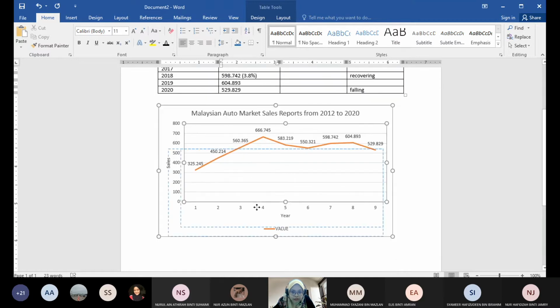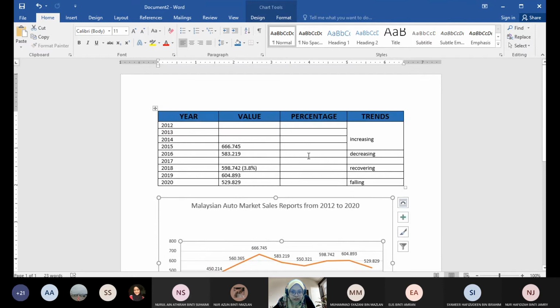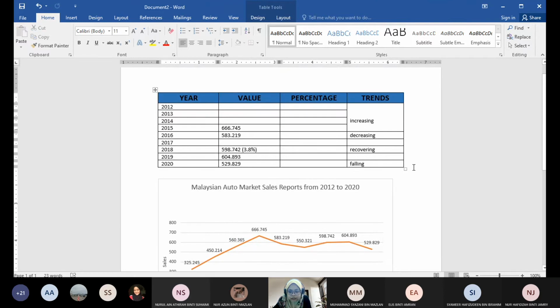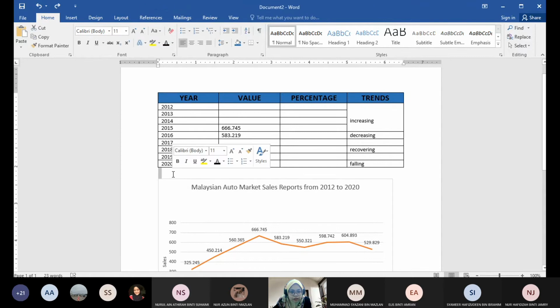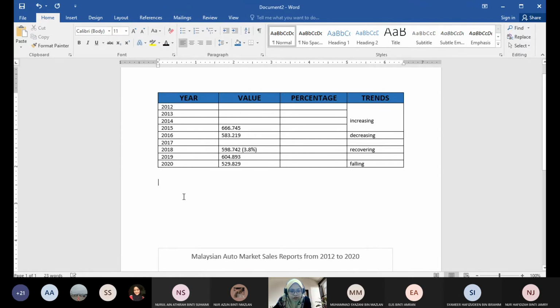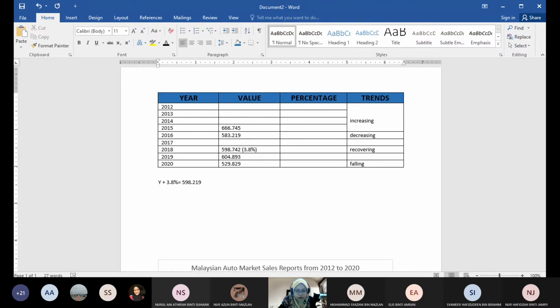Okay, sekejap let me cuba sharekan yang I dah buat. Macam I buat, nilai Y tu sebab kita tak tahu kan. Tambahkan dengan sebab positif 3.8% bersamaan dengan nilai the total value for 2018, 598.219. Okay, so we need to find the value of Y.